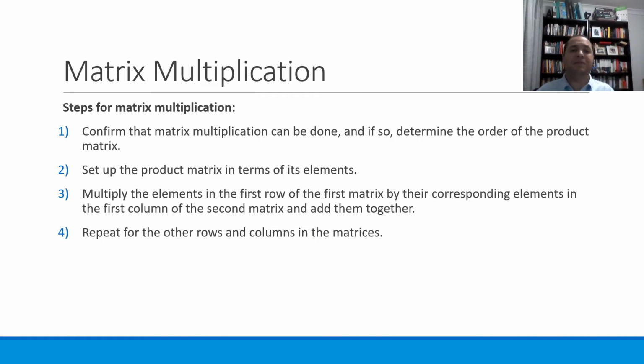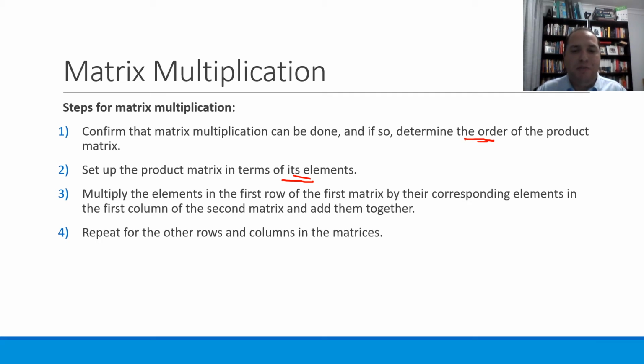All right, so our steps for matrix multiplication. First of all, we have to confirm that the matrix multiplication can actually be done. That's what we did in the last example. Then we need to determine the order of our answer, of what our product matrix should be. We need to set up the product matrix in terms of its elements. That's going back to a previous lesson, looking at how we describe elements. And then we need to multiply, and this is the key step.